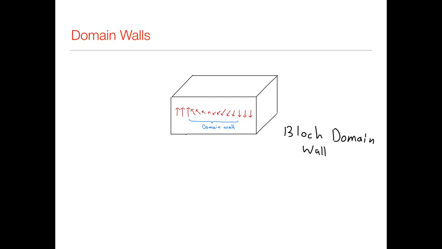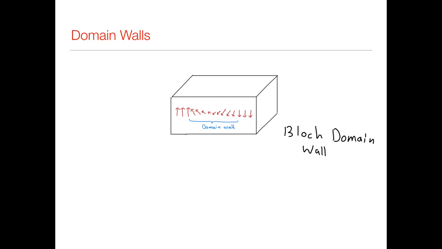There are various other types. If you look online, you'll see Néel domain walls, where the spins can rotate in a slightly different way. So what we have here is everything is parallel. We enter the wall, and the spins rotate around until they're now pointing in an anti-parallel direction.